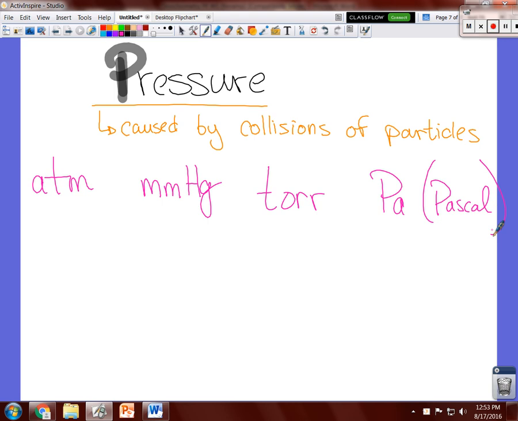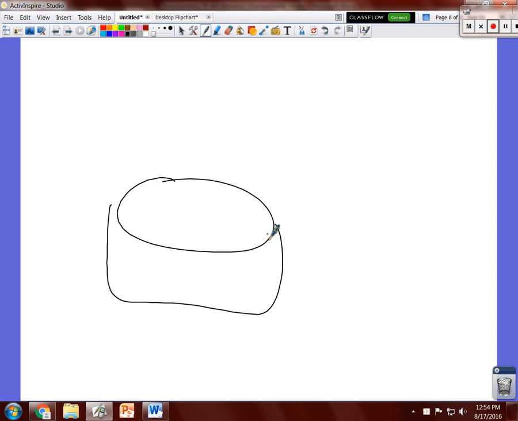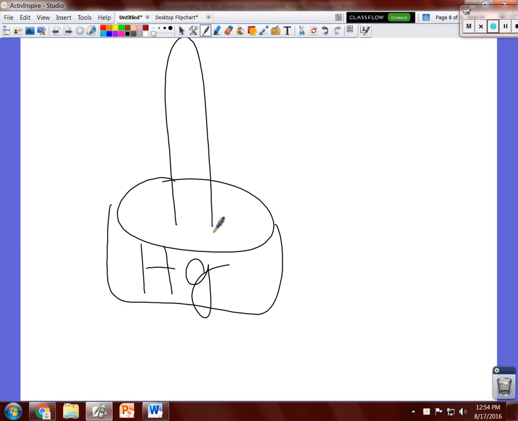Now, here is the coolest part of this. Stop. Here's the coolest part of this. That is the important part. The millimeters of mercury and torr are the exact same thing. Here's why. You should remember this from last year, the first chapter we ever did, we talked about pressure. We talked about Evangelista Torricelli. He invented the barometer. With the barometer, what he did is he took a petri dish full of this stuff. What he did is he had a test tube.